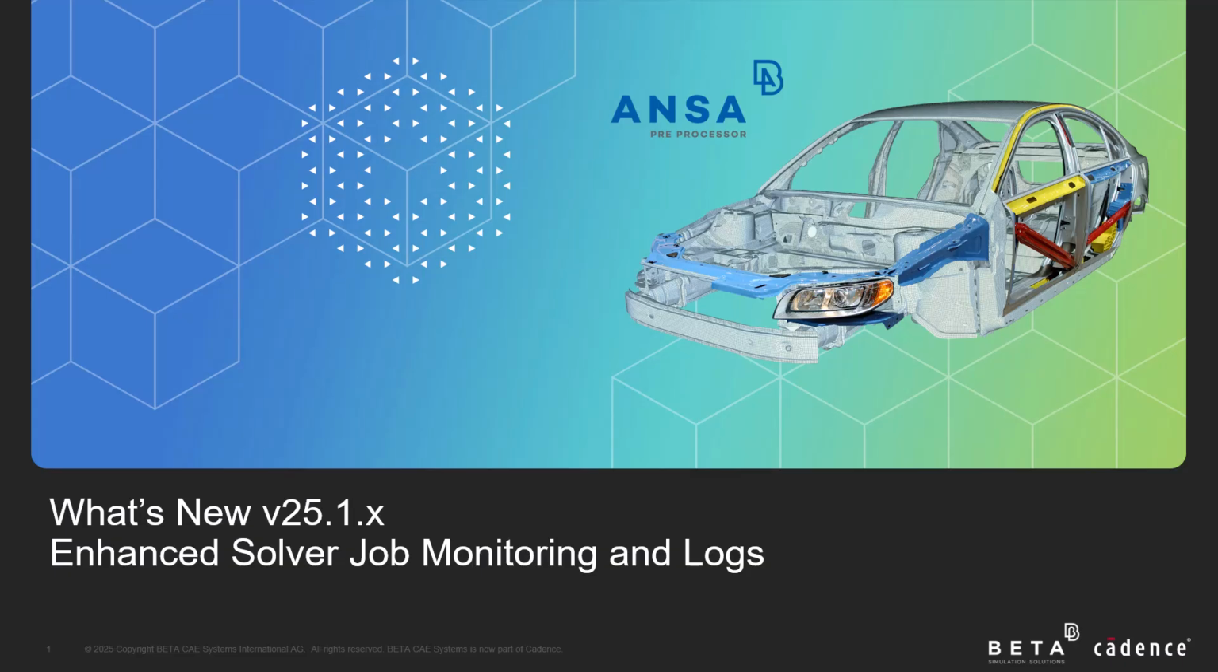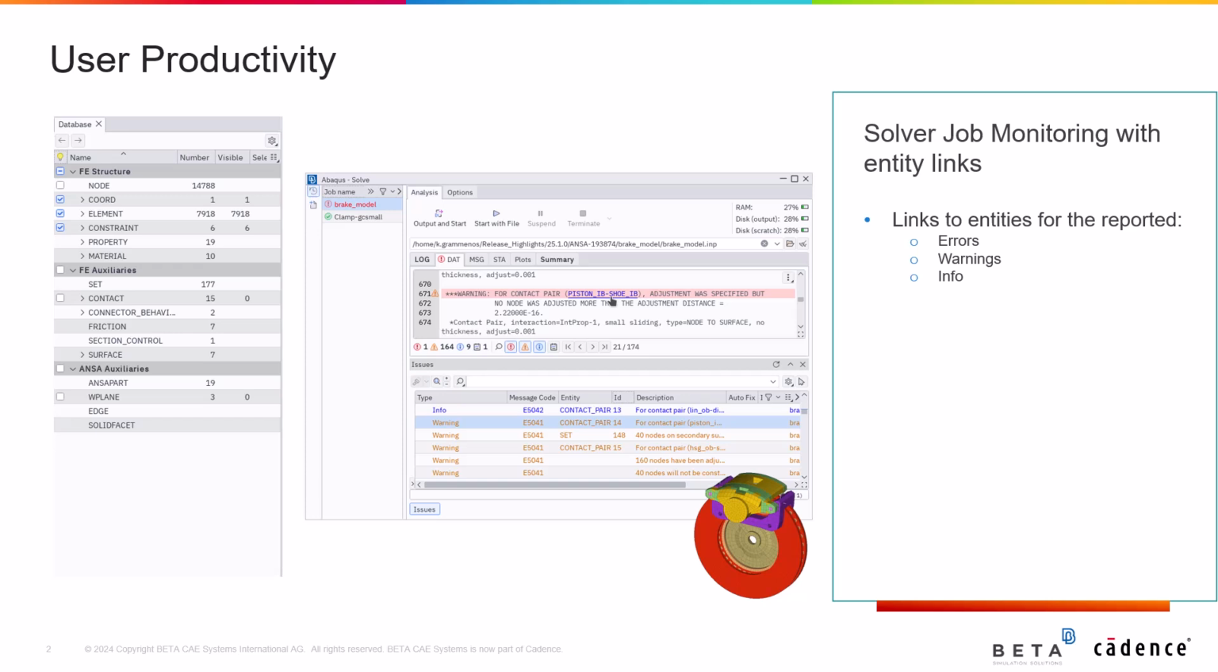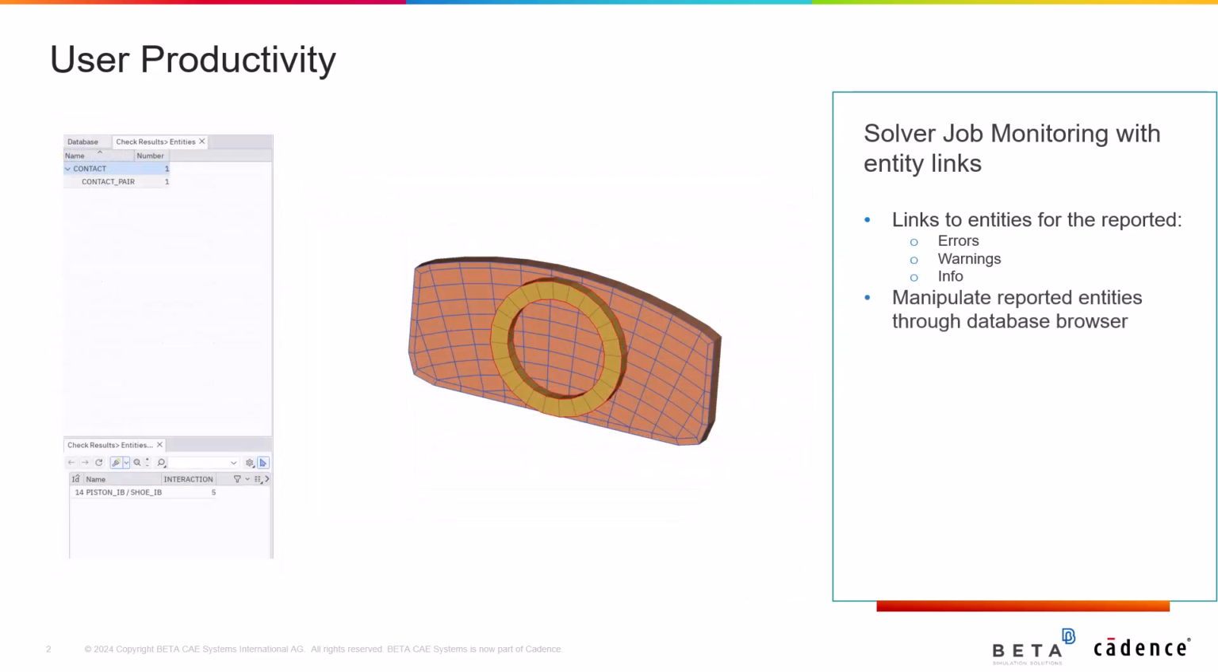Welcome. In this video we will see the enhancements in the Solver job monitoring and logs in ANSA version 25.1. The Solve window provides links to entities for the reported errors, warnings and info. Afterwards, the user can manipulate the reported entities through the database browser. More specifically, by using extra functionality under the context menu of Database Browser List.